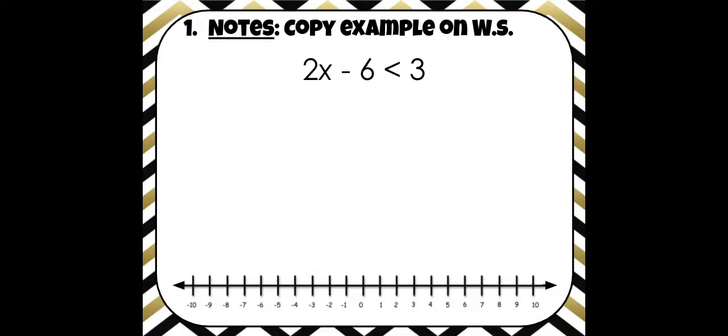Here's our first example. It's number 1 on your worksheet. Please follow along and copy down anything that I copy down on this piece of paper in front of you. So right here we have 2x minus 6 is less than 3. We know that this is an inequality because we don't see an equal sign in our problem at all. We see a less than symbol. And anytime you see a less than or equal to or greater than or any of our inequality signs, that's going to let you know that this is indeed an inequality.